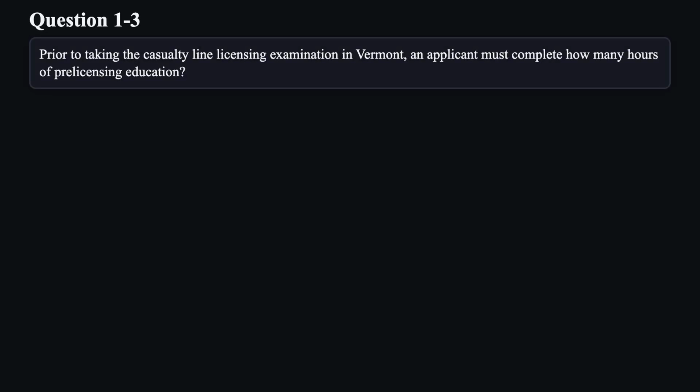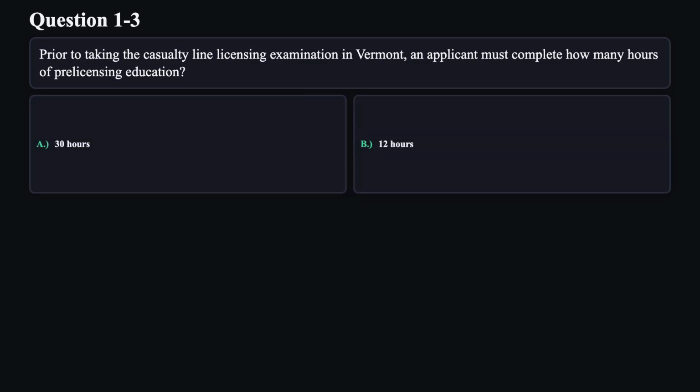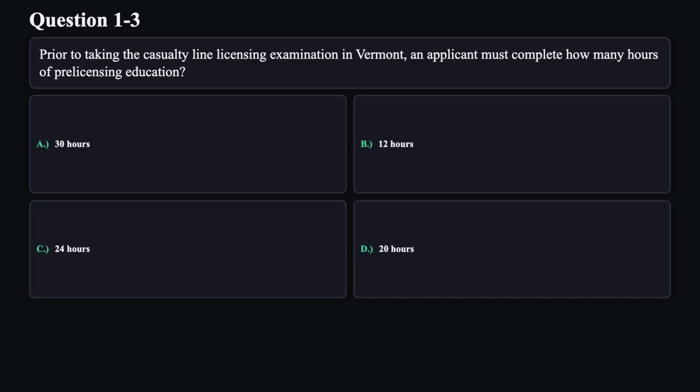Question 3. Prior to taking the casualty line licensing examination in Vermont, an applicant must complete how many hours of pre-licensing education? A. 30 hours. B. 12 hours. C. 24 hours. D. 20 hours.